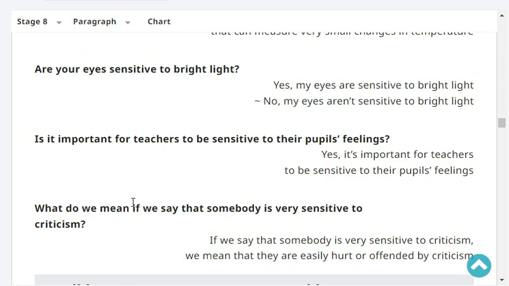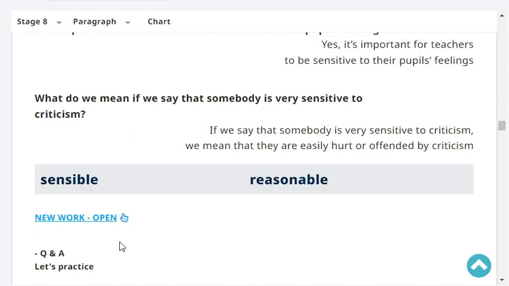Is it important for teachers to be sensitive to their pupils' feelings? Yes, it's important for teachers to be sensitive to their pupils' feelings.